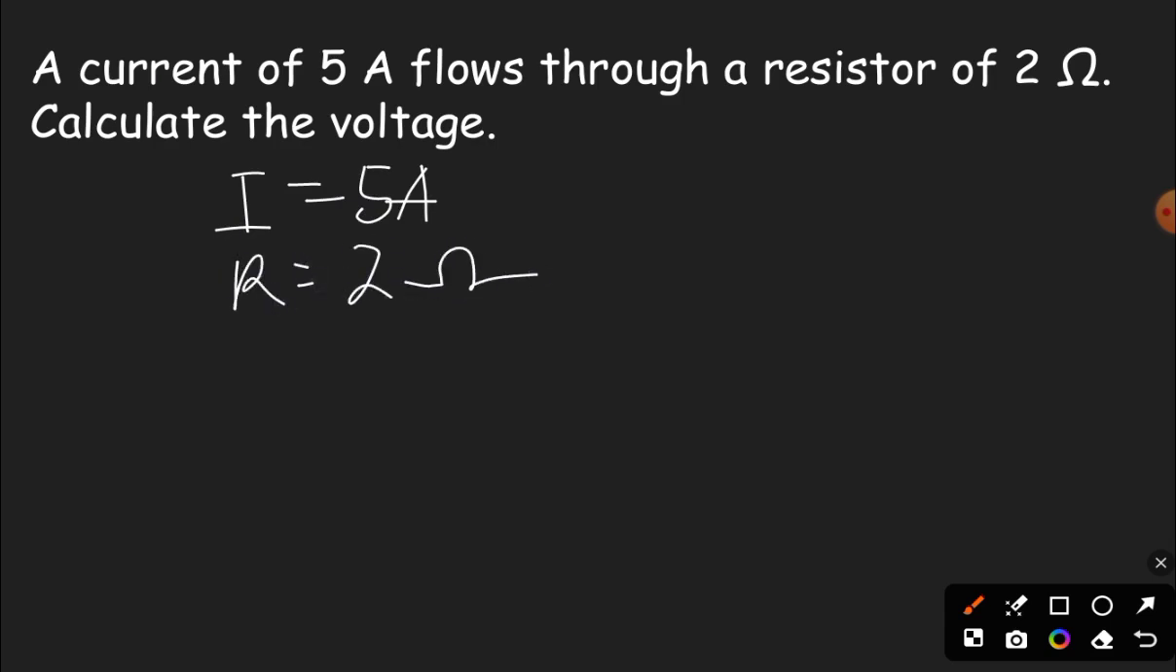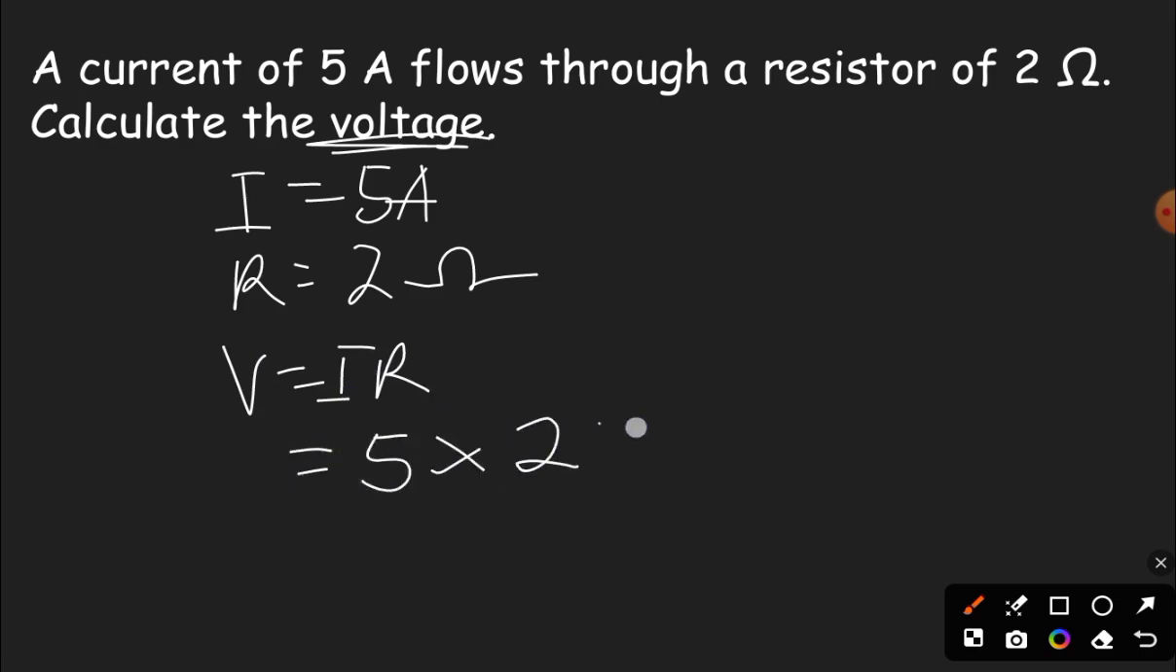Current of 5 ampere, I equals 5 ampere, flows through a resistor of 2 ohms. Calculate the voltage or potential difference. V equals IR. So our current is 5 multiplied by our resistance, which is 2. We're going to have 10 volts. The unit for current is ampere. The unit for resistance is ohms. The unit for potential difference is volts.